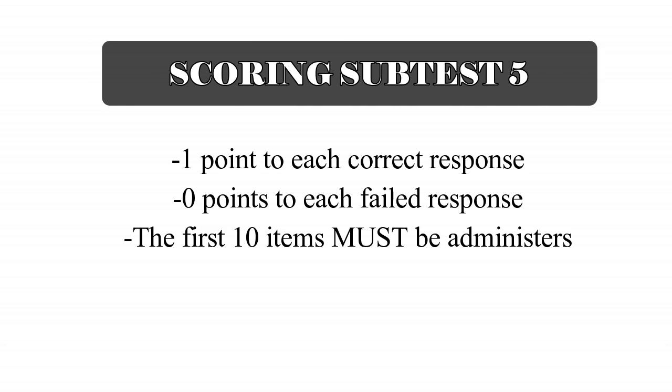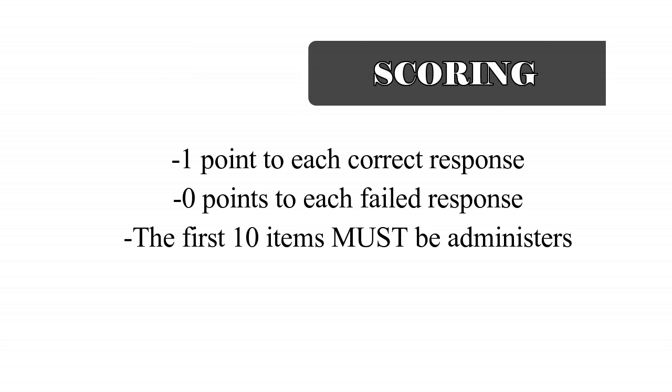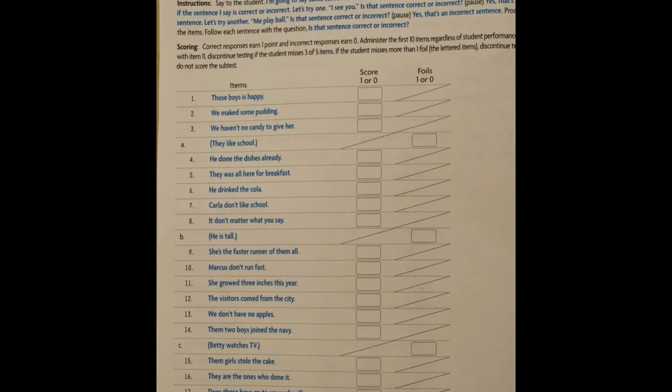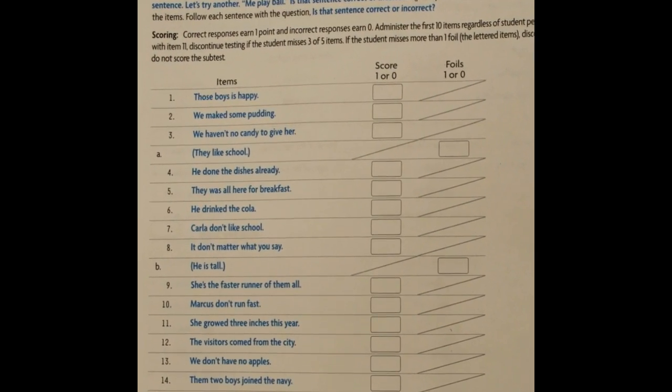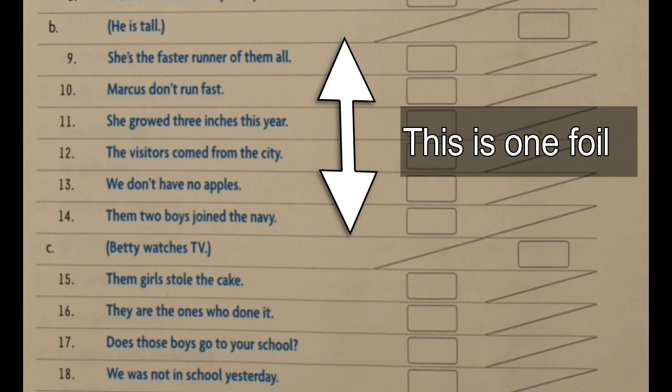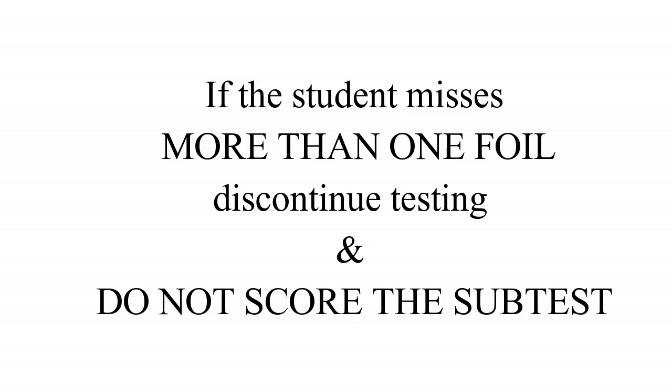To score subtest 5, the clinician would award 1 point to each correct response and 0 points to each incorrect response. The clinician must administer the first 10 items regardless of student performance. Starting with item 11, the clinician may discontinue testing if the student misses 3 of the 5 items. If the student misses more than 1 foil, which are the lettered items on the scoring sheet, discontinue testing and do not score the subtest.